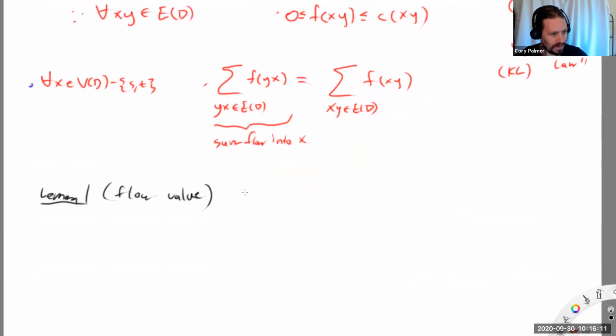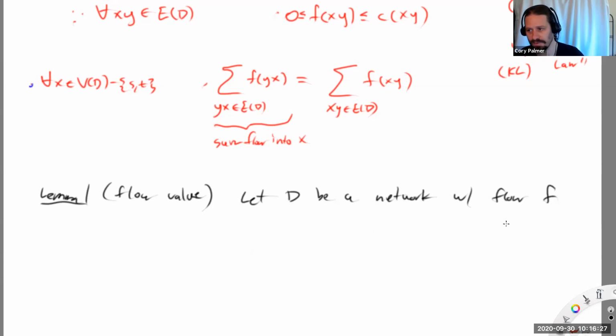Okay, so let D be a network with flow F. So we have a network and it has a flow F. And remember, a network has a source vertex S and a sink vertex T and a capacity function. Actually, the capacity function doesn't come into this.